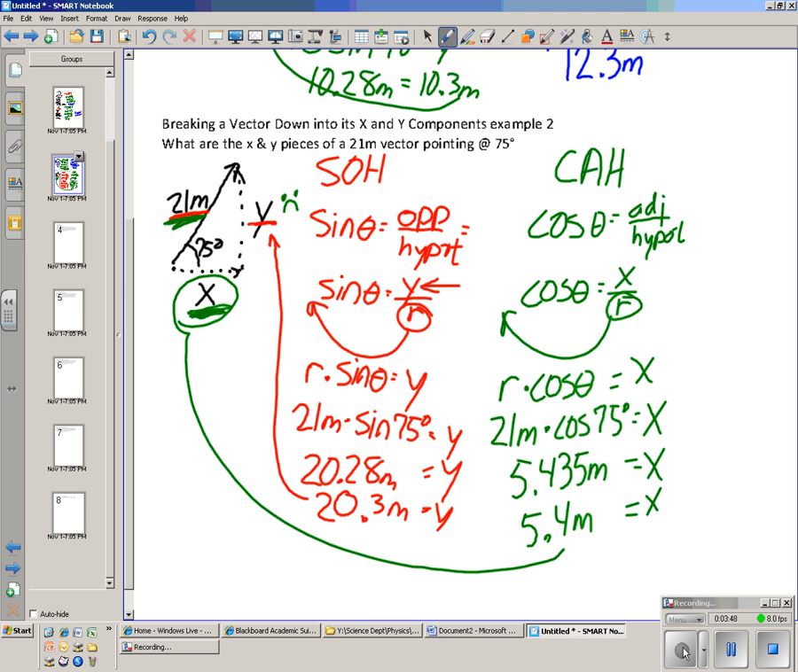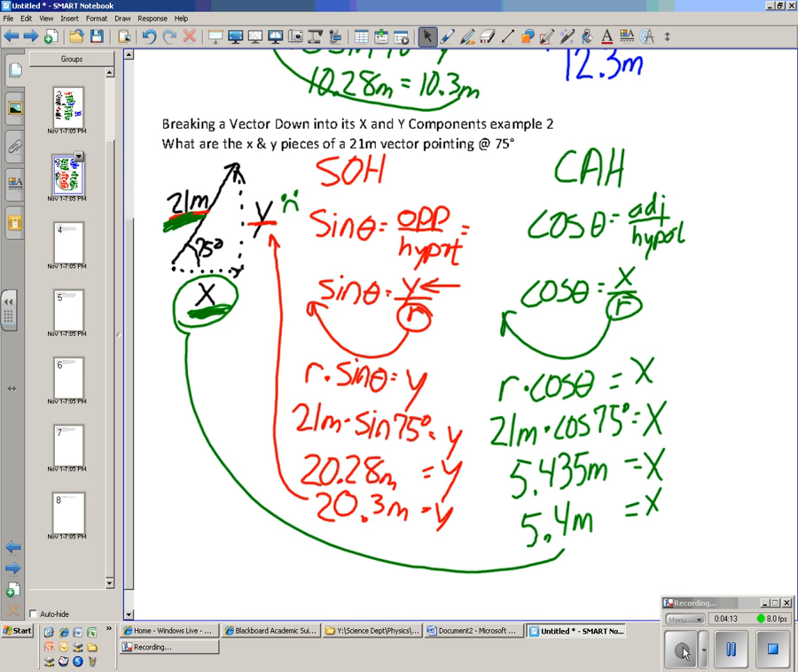Now, once again, I should check to make sure that makes sense. If I have 21 meters as my resultant, which is up here, then yes, my x and y values are in fact smaller than 21, but 21 is in itself smaller than the two x and y values added together. So that's a neat little trick I can use.